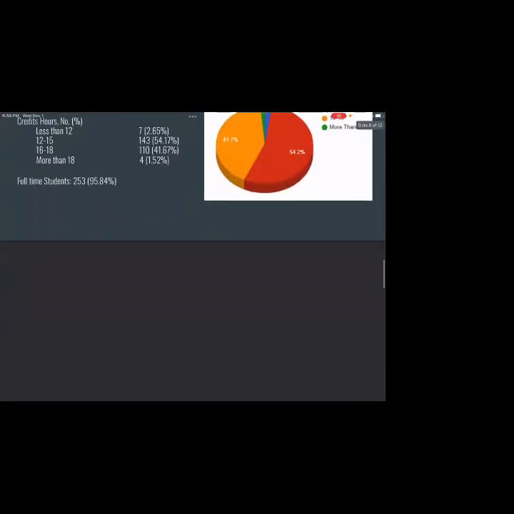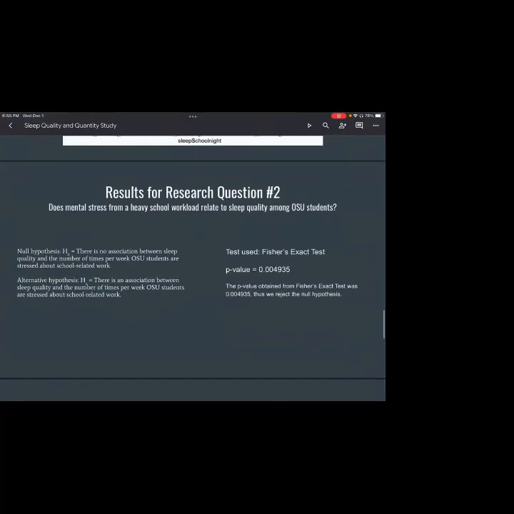So next, we're going to move on to results for research question 2. Research question 2 asks, does mental stress from a heavy school workload relate to sleep quality among OSU students? The test used for this question is the Fisher's exact test because the variables were categorical data. The null hypothesis is that there is no association between sleep and the number of times per week OSU students are stressed out about school-related work. The alternative hypothesis is that there is actually an association between sleep quality and the number of times per week OSU students are stressed out about school-related work.